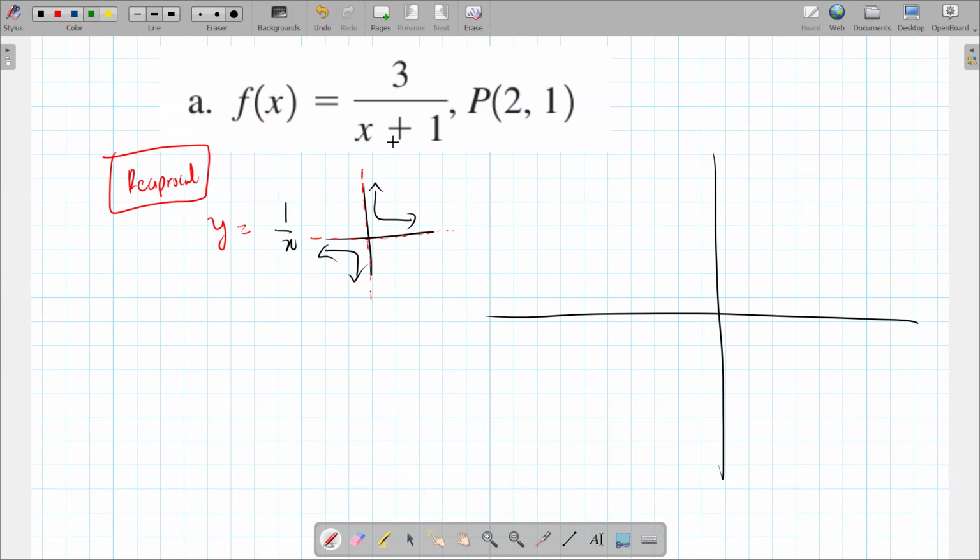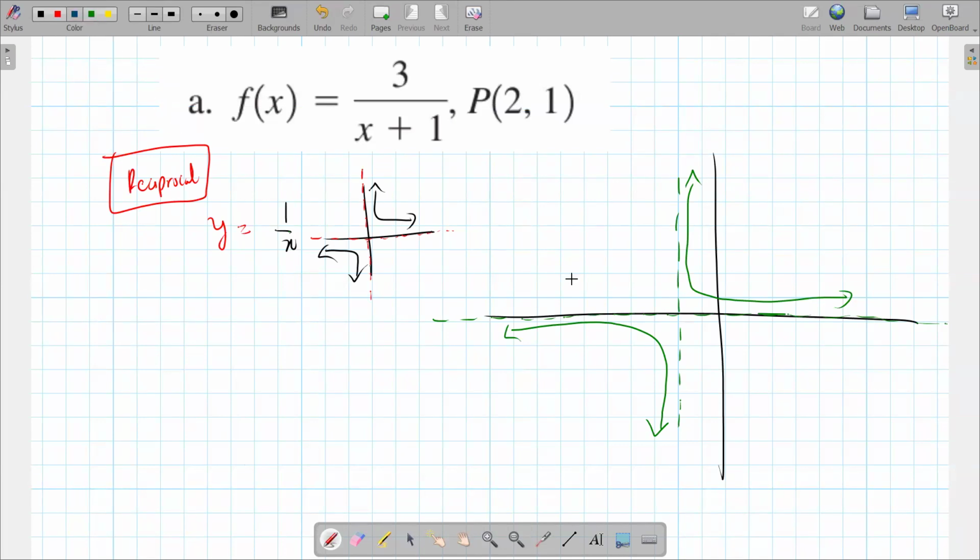So compare this with this. Remember, x is the opposite. So x plus 1, you'd expect it to go 1 unit to the right. Actually it goes 1 unit to the left. The 3 is just a stretch, not too concerned with that. So the x plus 1 shifts the asymptote 1 unit to the left. So 3 over x plus 1 looks something like this. You can be more precise if you make a table of values. But the most important part here are the asymptotes.